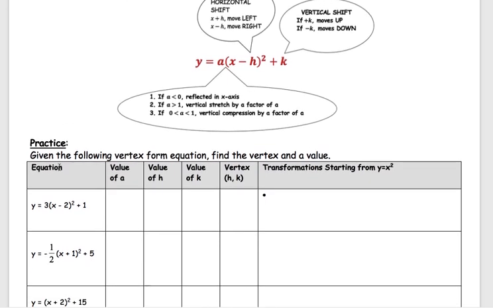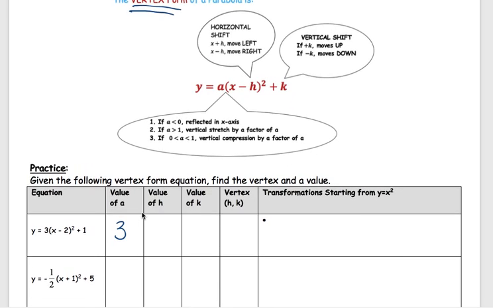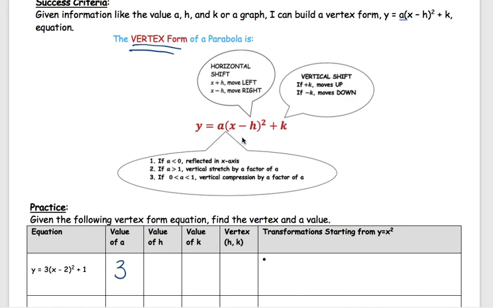So we're looking at the first one here. What is the value of a? Okay, so that's the value that would be in front of the bracket or the x squared here. So there's our a right there. It's 3. So we're just going to put in 3. Okay. All right. So what is the value of h? Okay. So remember the general form is x subtract h. So it's the opposite.